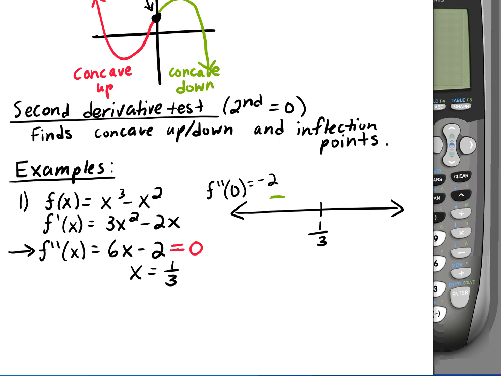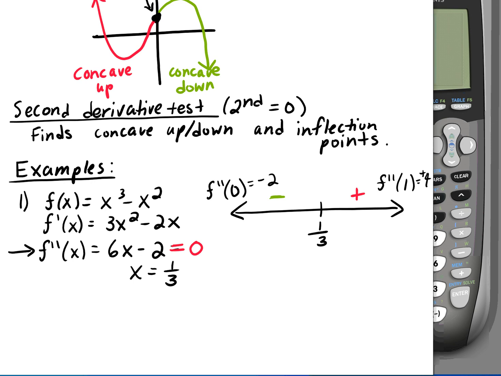And then we're going to do the same thing on the other side. We could do f double prime. I'm going to pick 1 since that's an easy one to plug in, and that comes out to be +4. So in fact, this other side is positive. And just like with increasing and decreasing, the negative and positive make sense for the original function.